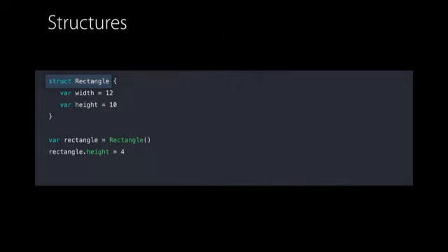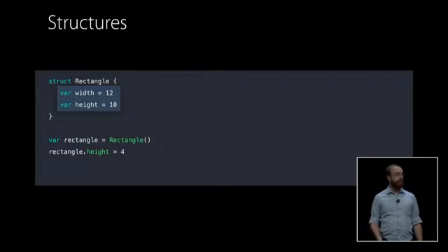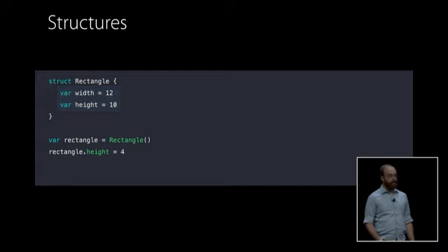Let's start with structures. You create one like this. You write the struct keyword, followed by the name of the structure. Here, rectangle. Then, inside the curly braces, you write the properties of the structure. Properties use the same syntax you've seen before for variables and constants. Both properties here have a value assigned as part of the declaration. So you can create a rectangle by just writing rectangle, the name, followed by a pair of parentheses. And to access the properties, you use dot notation.